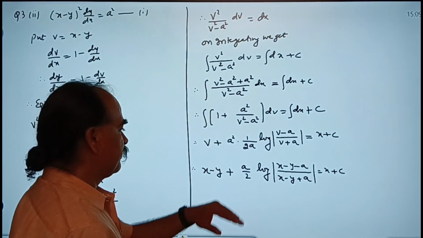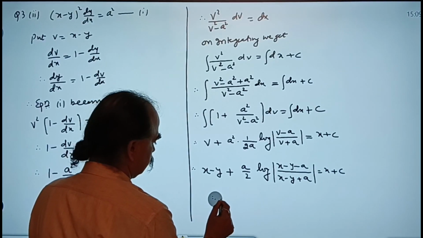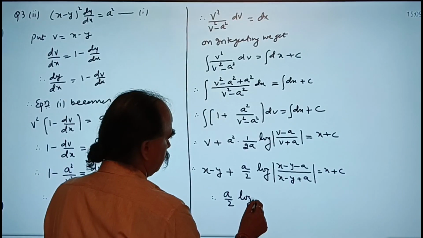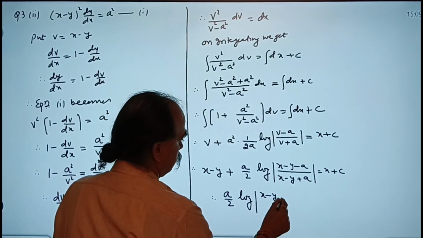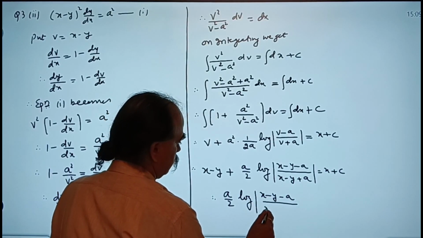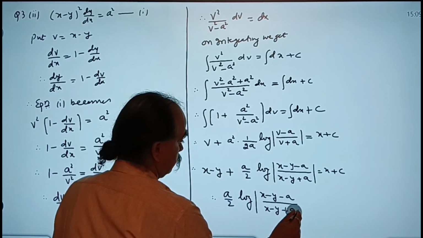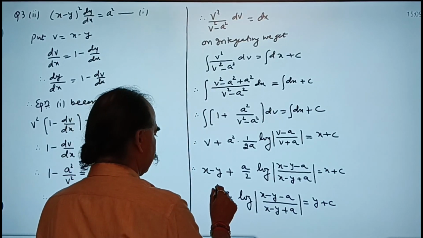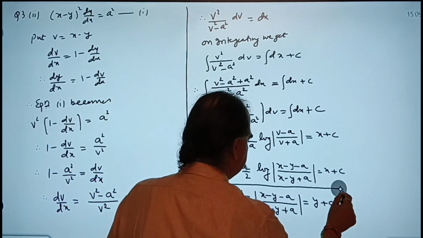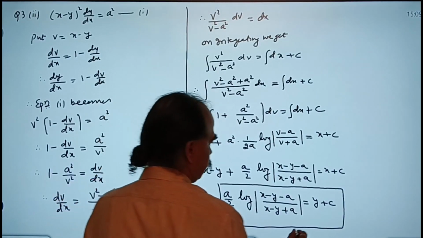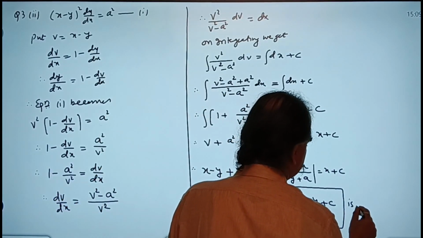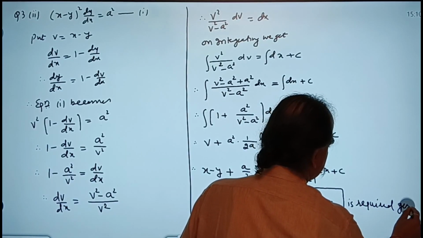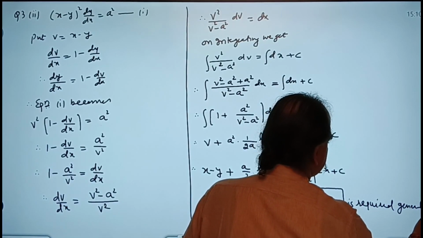x will get cancelled, transfer y on that side. a by 2 log is the required general solution.